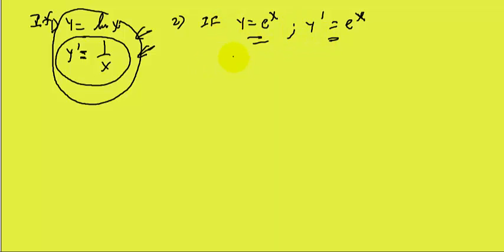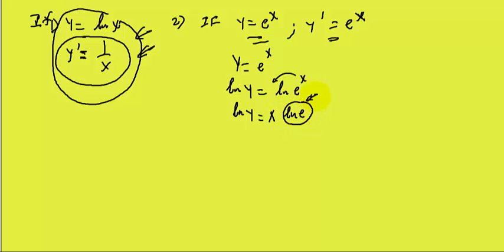So y is equal to e to the x. I'm going to take ln of both sides. ln of y is equal to ln of e to the x. Then the x comes to the front by the exponent rule, so I have ln of y is equal to x times ln of e, and we know by now ln of e is 1, so I have ln of y is equal to x.